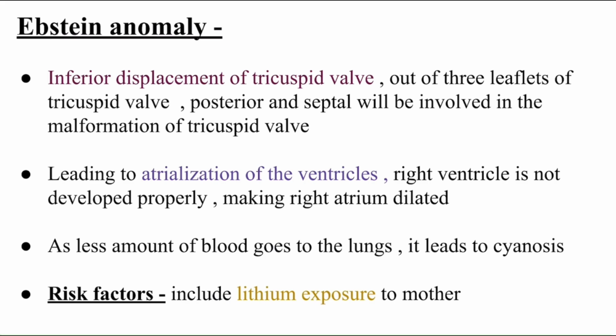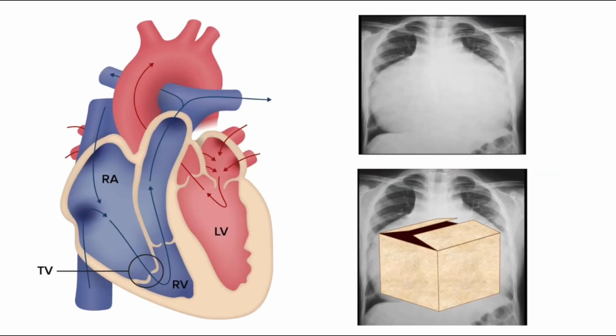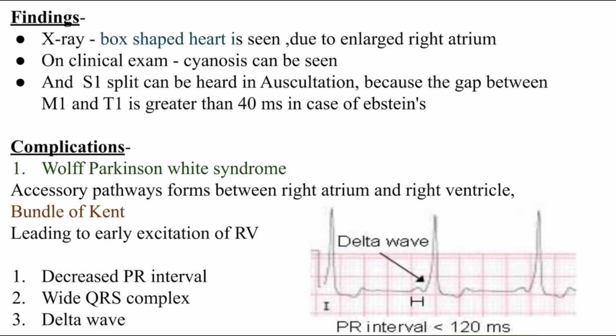And the risk factors include lithium exposure. It is very important to remember. Inferior displacement of tricuspid valve, lithium exposure, and also other specific thing which you can see in Ebstein's anomaly is box-shaped heart on the X-rays. In the picture you can see the right atrium is so much enlarged that even in the entire X-ray you can see heart, which is like box-shaped heart, right? So just remember these things.